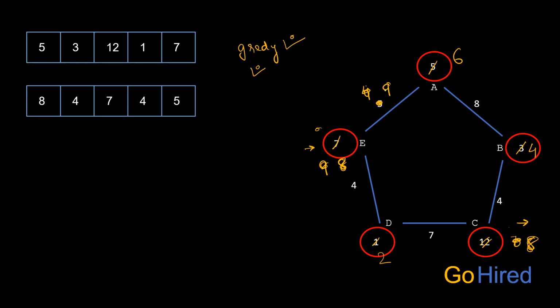So the final answer is 9. 4 units I increased, so 1 unit I'll decrease from here, 7. Or let's say keep 4 over here, and 2 or 3 units I'll have to reduce. So 7 minus 3, 4. This is my final answer.